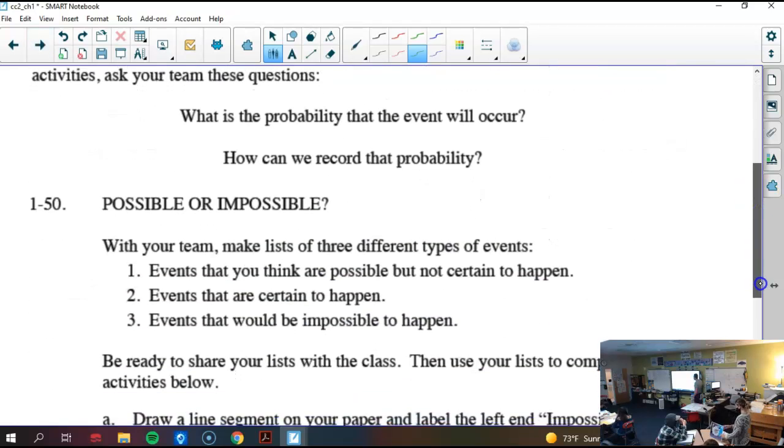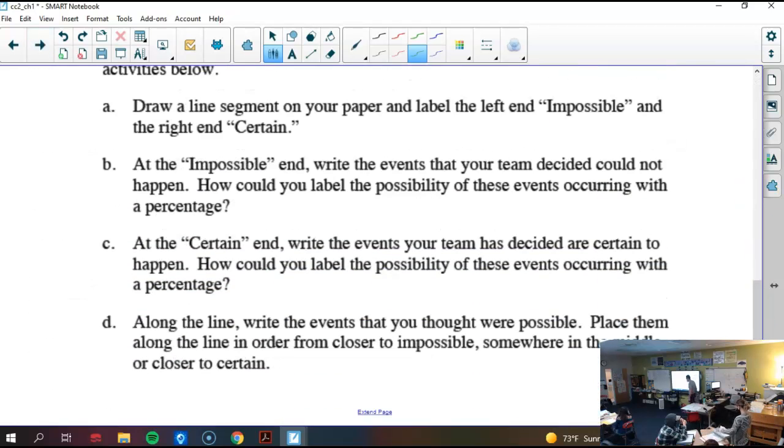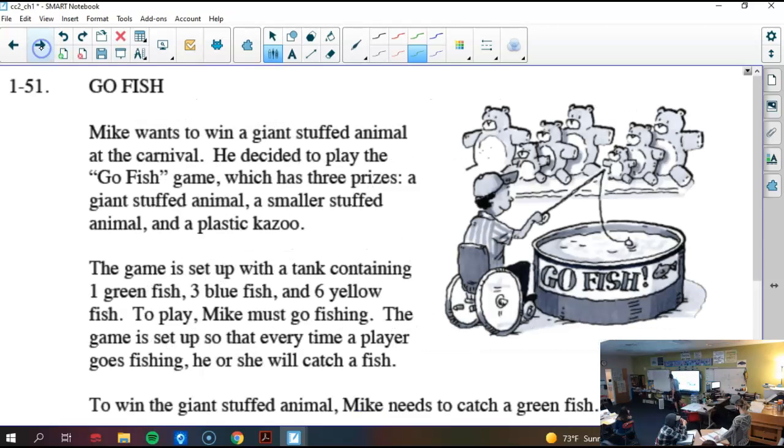So if I give you a spinner, I don't know if the picture's up here. No, actually we'll wait for that. We'll talk about Mike going to the carnival first. Alright, so here's our setup. We're going to talk about this before I give you a challenge. So, anyone want to read?